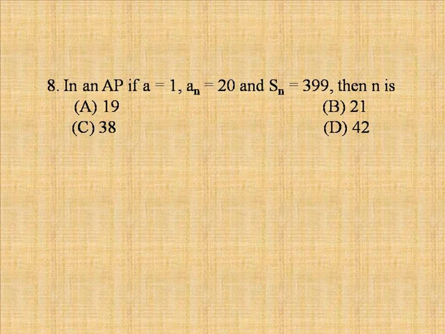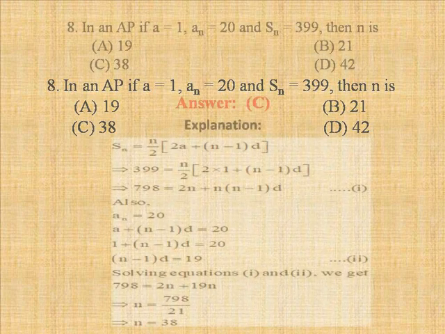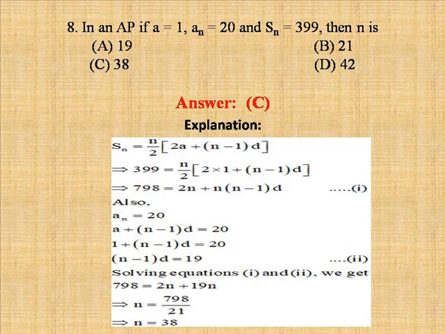Question number 8. In an AP, if a equals 1, an equals 20 and Sn equals 399, then n is, you need to find n. You have 4 options. Answer is option C, that is 38, and you have the explanation.